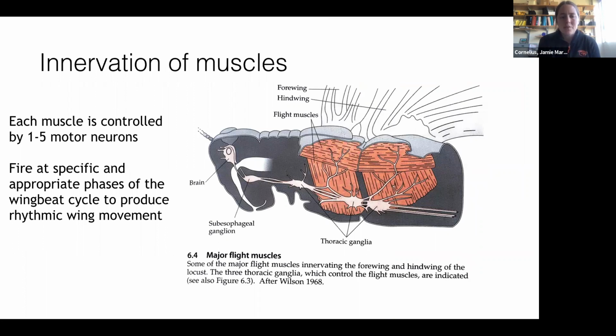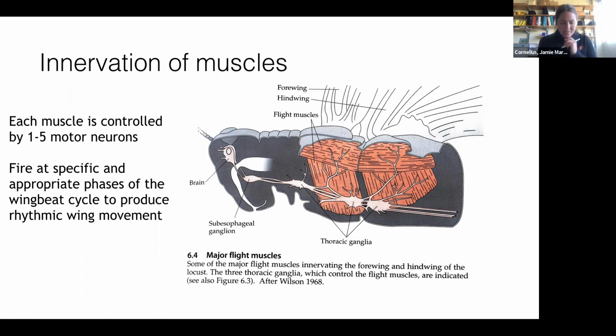Each muscle is controlled by 1 to 5 motor neurons. These pictures are collections of individual muscle units arranged into big flight muscles. You can see them pictured here, and they also have pictured some of the thoracic ganglia that are innervating and controlling the muscle contractions.